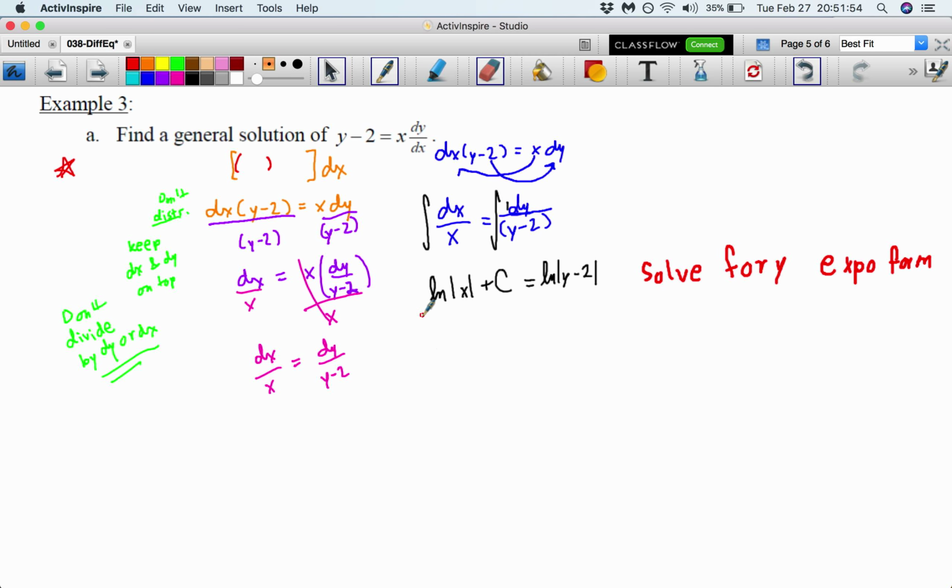Which is kind of like putting an e under both sides. That's kind of like what it is. It's a little informal to say that. So we're going to have e to the natural log absolute value of x plus c, all of that in the exponent, the plus c is in the exponent, equals absolute value y minus 2.